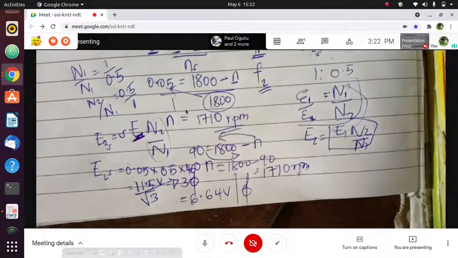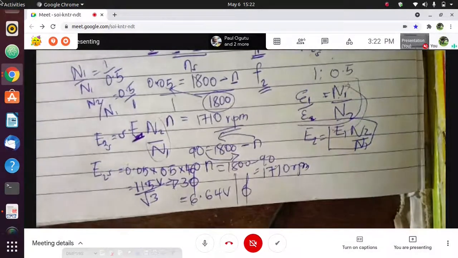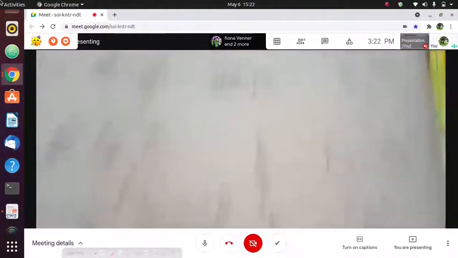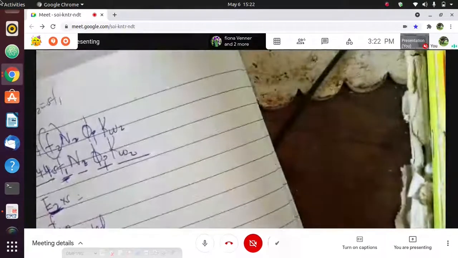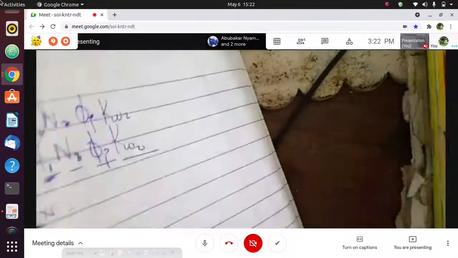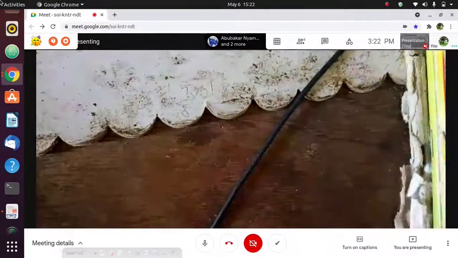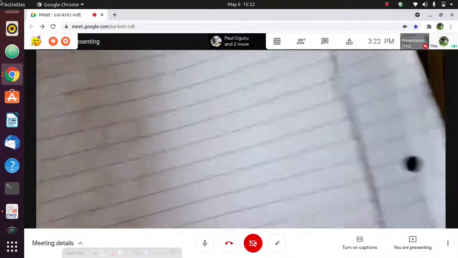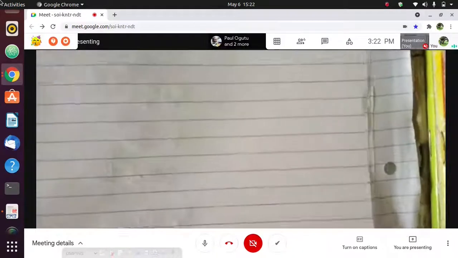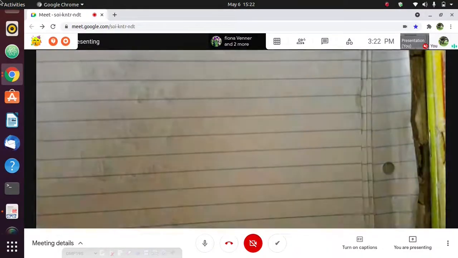I don't want you to derive. I'll never ask you to derive those formulas. But once you have the final formula, then you can use those formulas to determine the induced voltage. You can determine the synchronous speed, the slip speed, the frequency at which the rotor is rotating when it is at standstill and when it is operational.